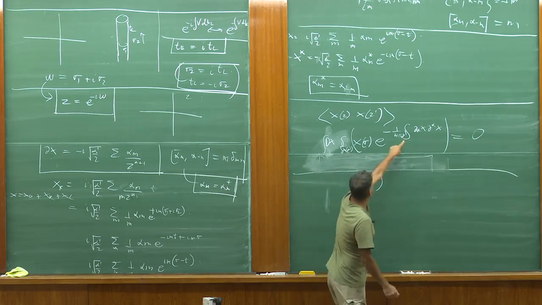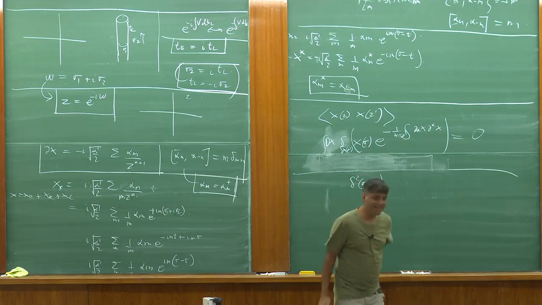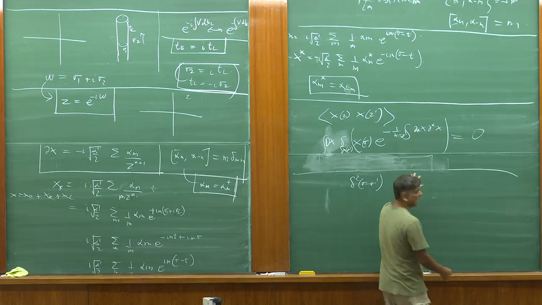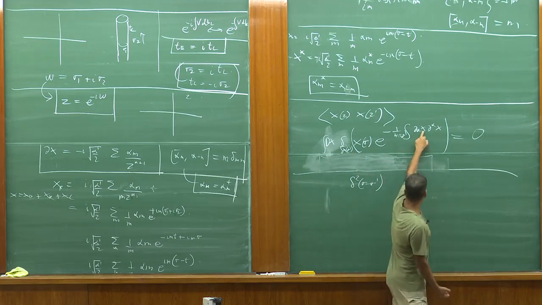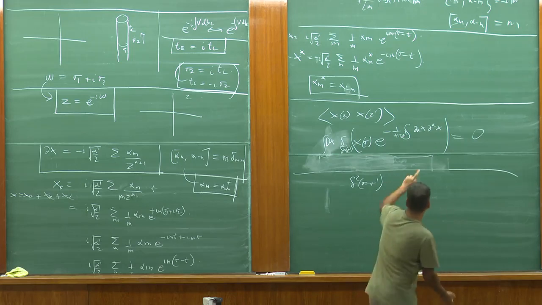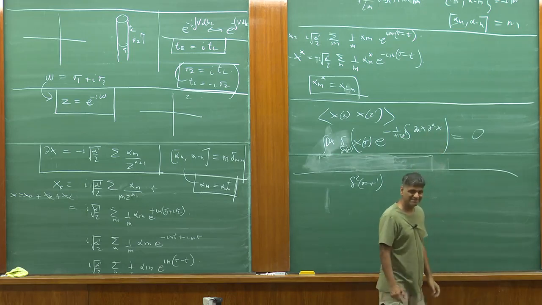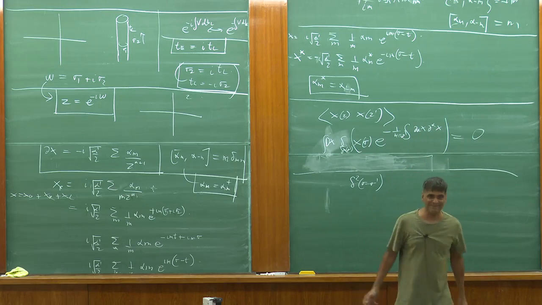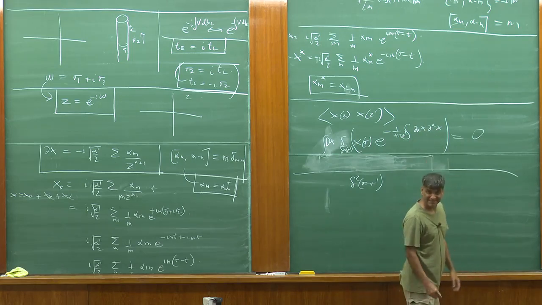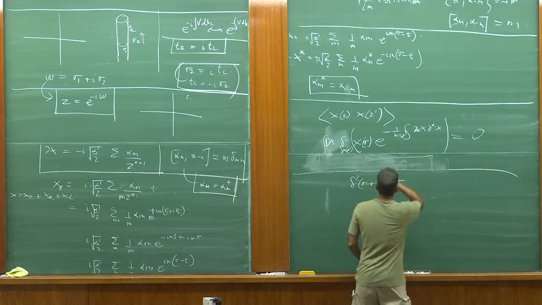What about this guy? Well, we bring this down and differentiate with respect to x. There are two places where we can differentiate, this guy and this guy. We take them both, they're both equal. Before doing the differentiation, it's convenient to integrate by parts. So I'm writing down what we get, and you tell me if you agree.